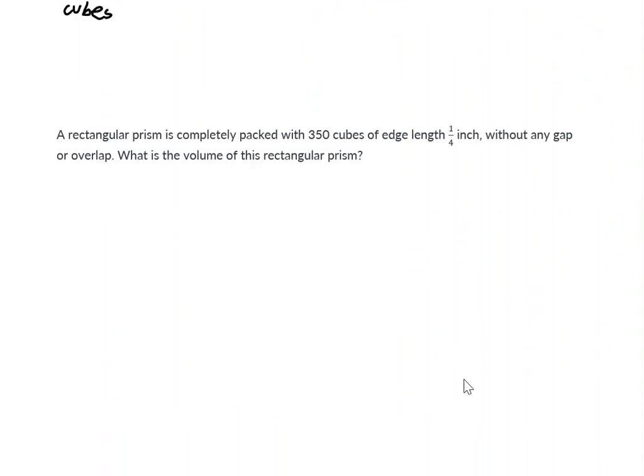So if we have a rectangular prism that is completely packed with 350 cubes of edge length 1/4 inch without any gap or overlap, what is the volume of the rectangular prism? Well, first thing I want to know, what is the volume of each cube? Volume of the smaller cube. How do I find the volume of a cube? What do I get when I find the volume of this cube?